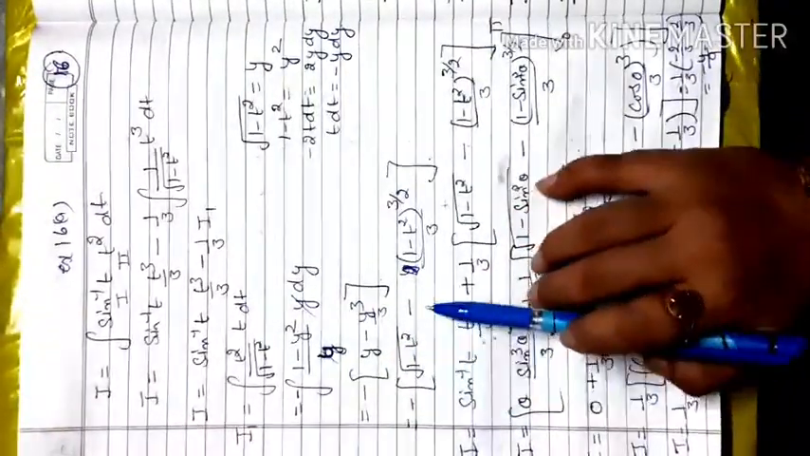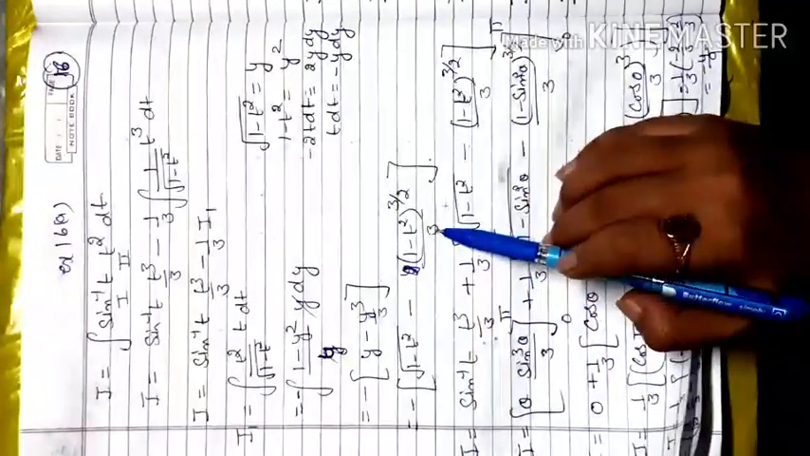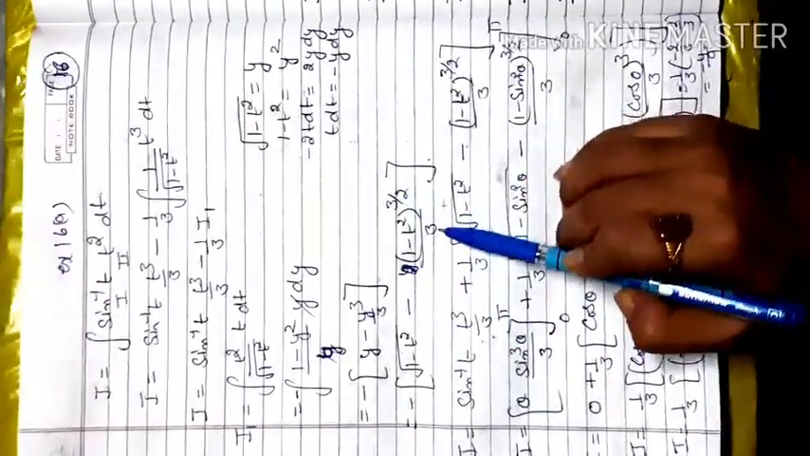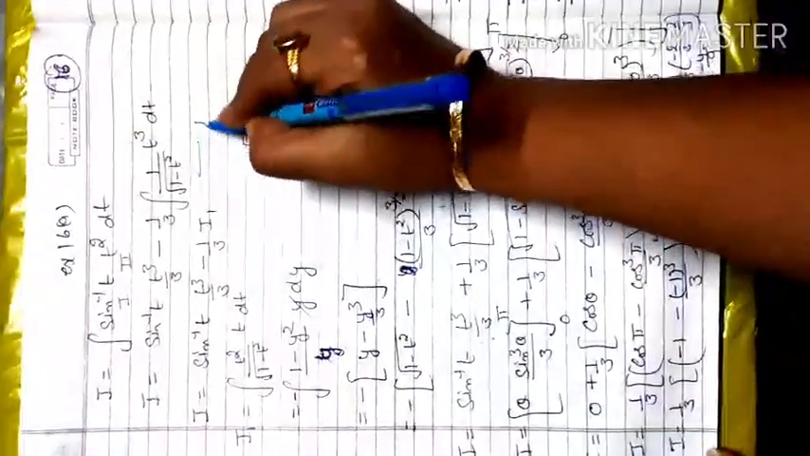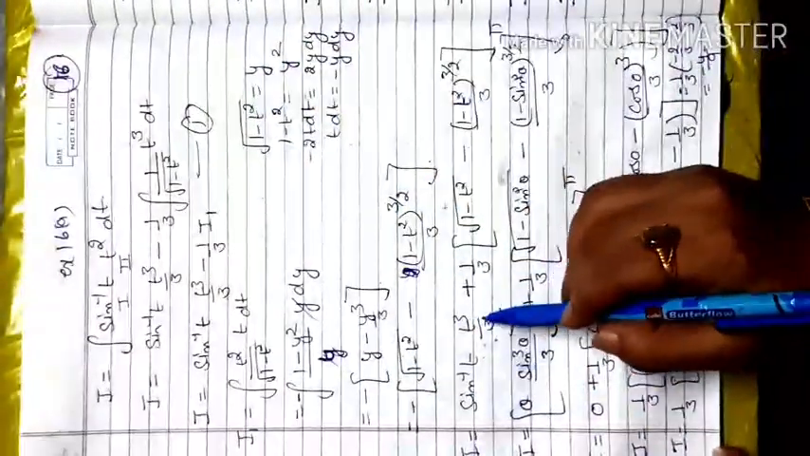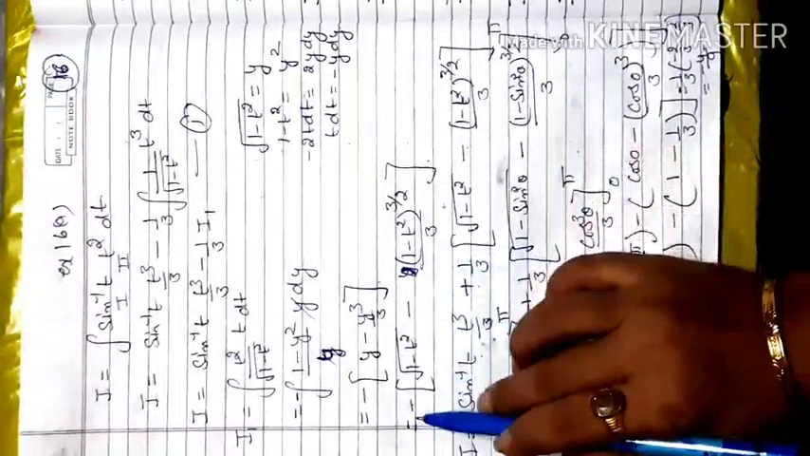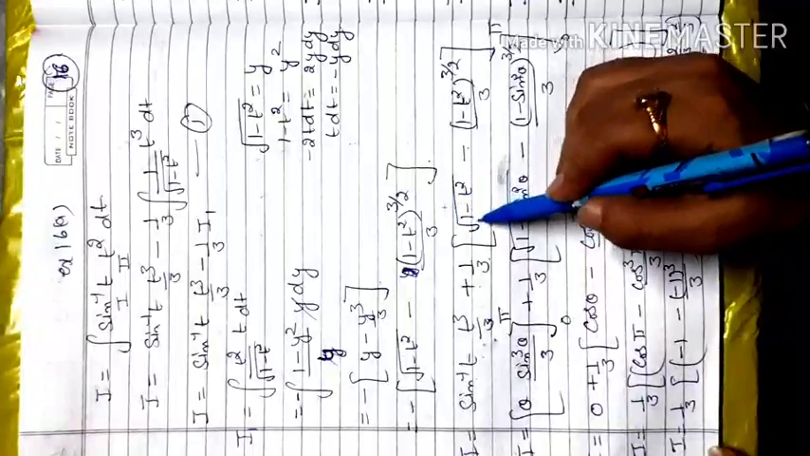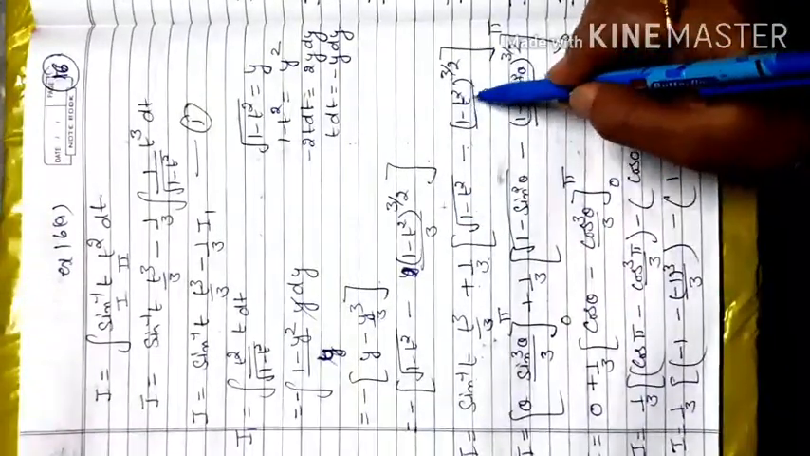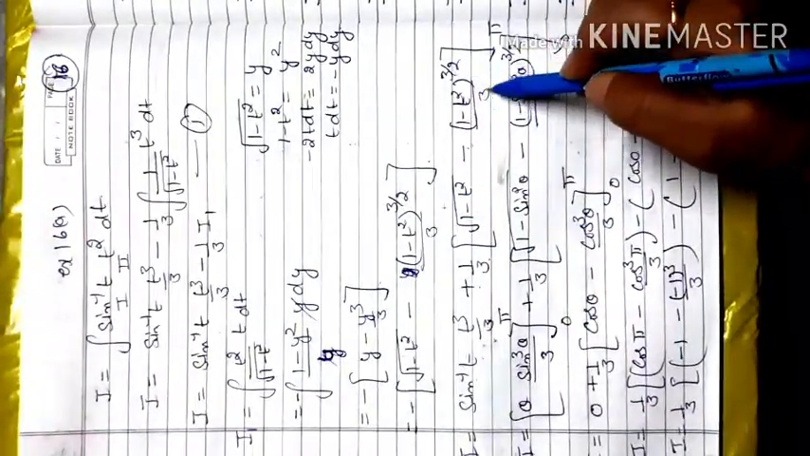1 minus t square root, minus (1 minus t square) raised to power 3 by 2, and 3. Now what you will do? Substitute the I1 value back in this equation 1. Sine inverse t cube by 3 plus, because this is a negative sign and negative becomes positive, 1 by 3, (1 minus t square) raised to power 3 by 2 whole, then 3.